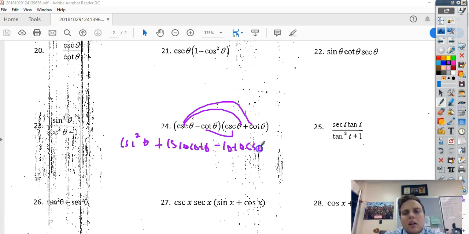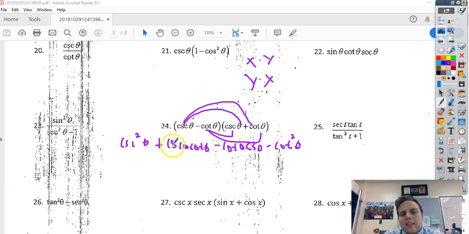And then I do negative cotangent times cotangent, so that gives me negative cotangent squared theta. At this point, I notice that my two middle pieces are the same thing, but different signs. Cosecant cotangent and cotangent cosecant are the same thing, guys. Just like x times y is the same thing as y times x. So cosecant times cotangent is the same thing as cotangent times cosecant.